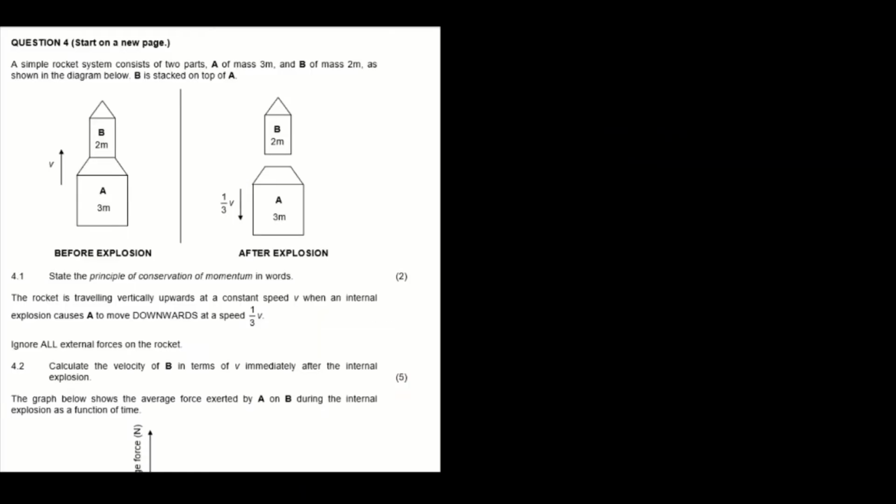Okay, so in this problem here, we are given a rocket system that has two parts. The first part, A, has a mass of 3m, and the second part, which is B, has a mass of 2m, as shown in the diagram here. Now we are asked to state the principle of conservation of momentum. So that is your 4.1.